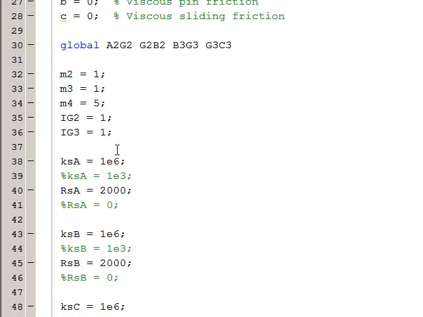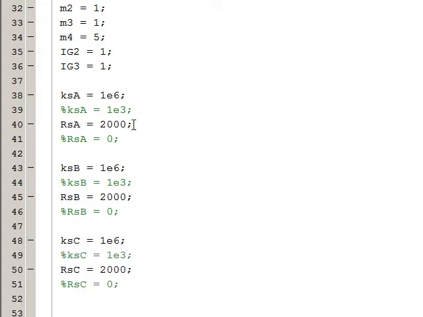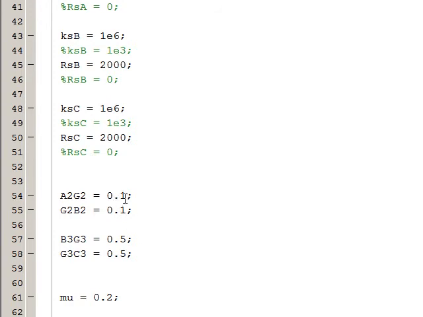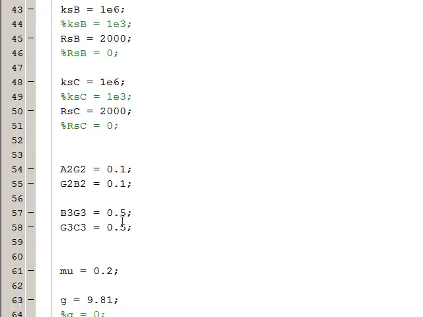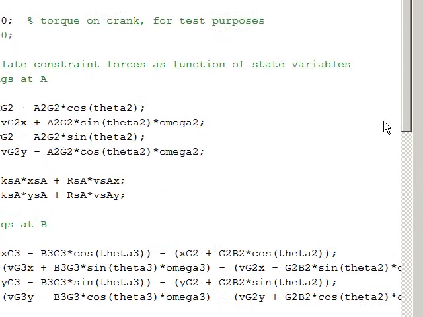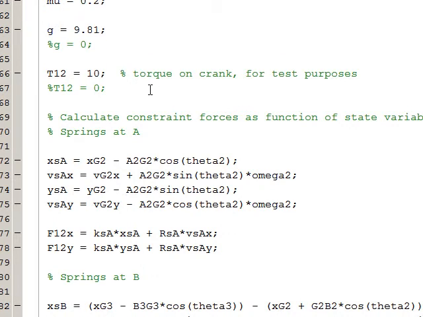I declare my masses, my inertias, my spring stiffnesses, damping rates. The crank is 0.2 meters long. The connecting rod is 1 meter long. Mu is 0.2. G is G. I'm going to put a torque of 10 on this thing and see what happens.